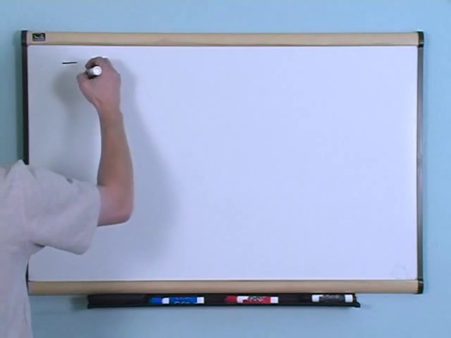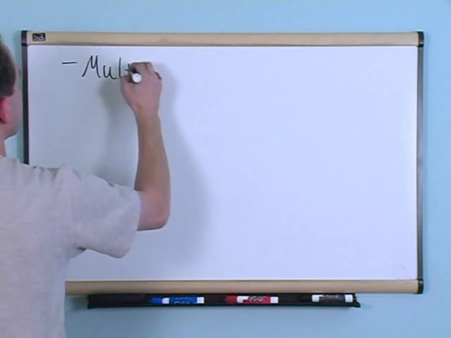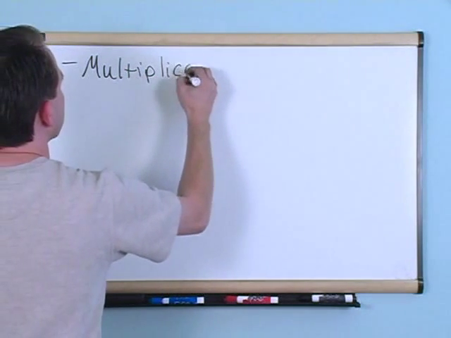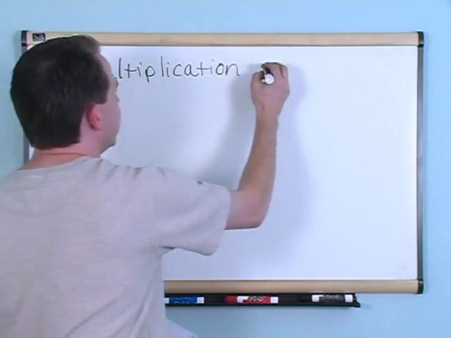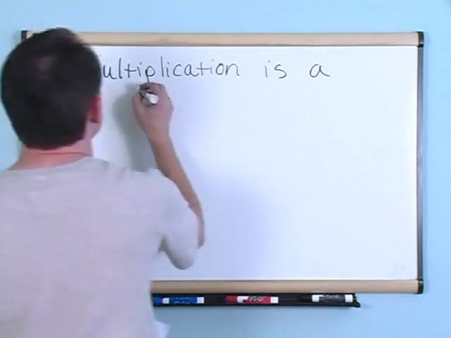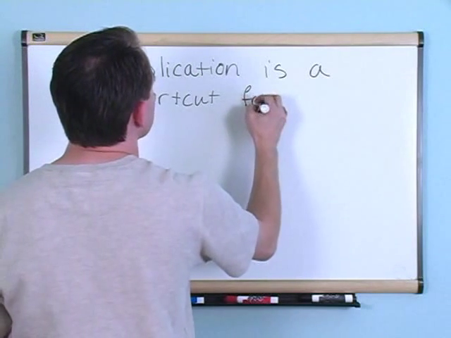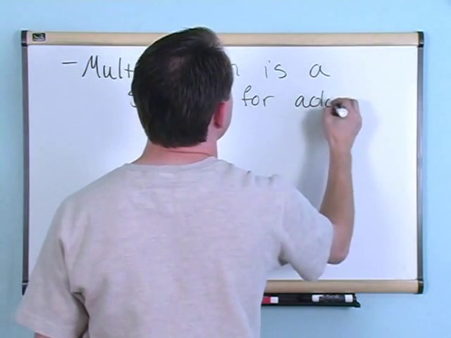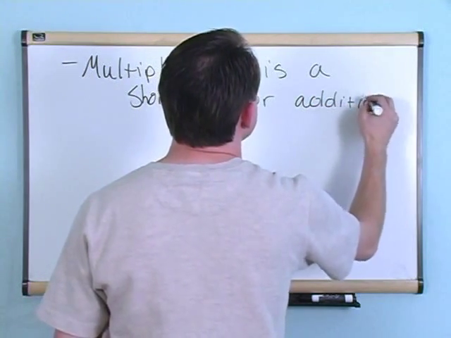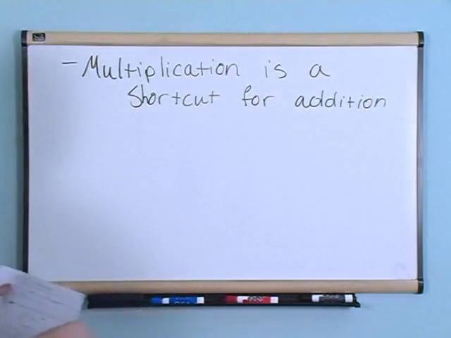Multiplication is a shortcut for addition. That's exactly what I told you a minute ago. It's a shortcut for addition.